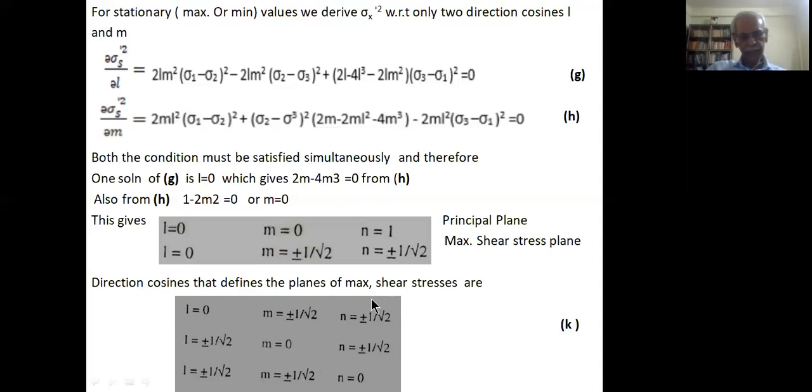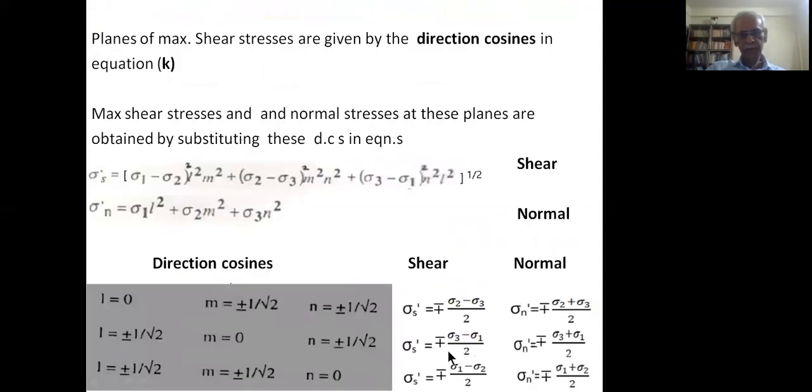So if you look at this condition or equation K, you will see there are 12 planes of maximum shear stresses. So compare this with the 2D situation, which I showed you in the beginning, that in 2D, you have got only 2 planes of maximum shear stress. But here you have got 12 planes of maximum shear stress and 3 planes of principal stresses. Okay, so now we go to the next point.